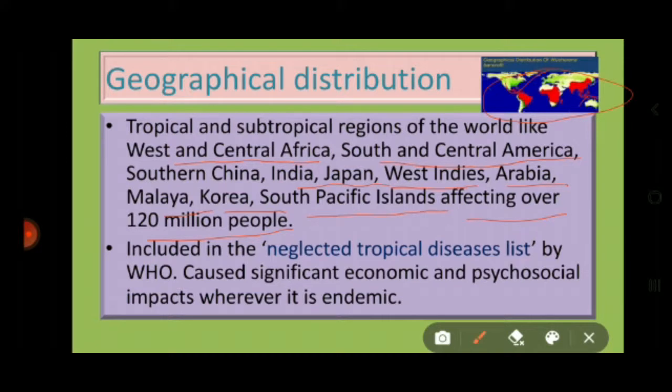This disease is most commonly found in individuals inhabiting areas with poor sanitation and hygiene. Hence, it was included in the neglected tropical diseases list by the World Health Organization, and this disease has caused significant economic and psychological impacts wherever it is endemic.